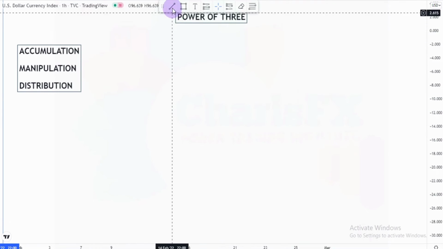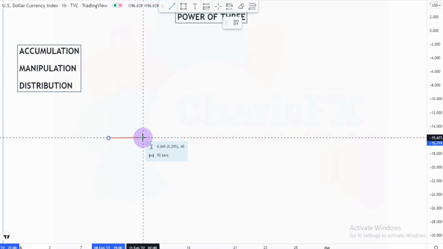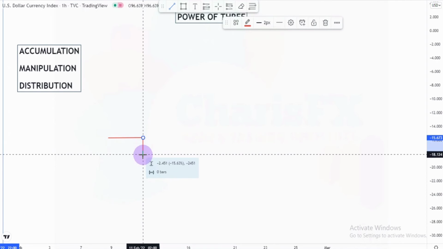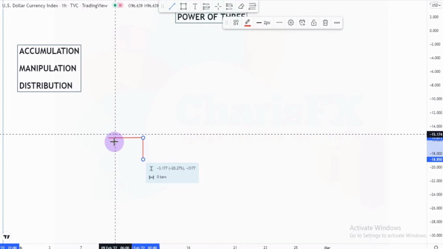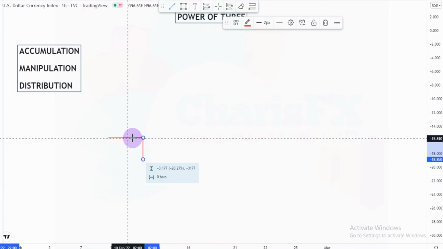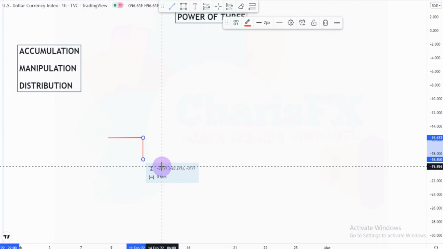So this is how it looks on the charts. When price opens, the institutions will love to run a run on liquidity or stop hunt. You see that? So this is accumulation of orders. Price opens, this is the opening price, and price goes into accumulation. Then we see that price goes into manipulation.